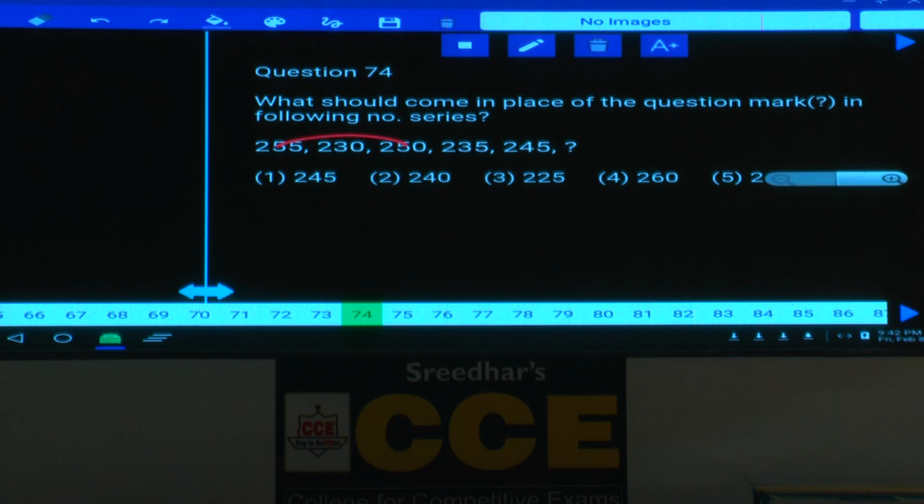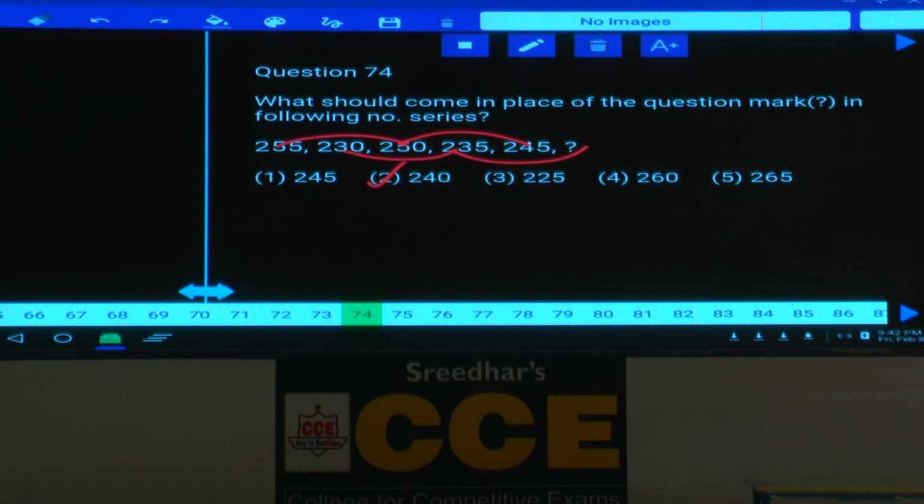250 and 255, 250 is minus 5. Here 250 and 245 is again minus 5. Minus 5, minus 5. And the second and the fourth, 230 plus 5 is 235. 235 plus 5 is 240. Then what is your answer? Choice 2 is the answer. Alternate numbers minus 5: 1, 3, 5, 7, they are minus 5. 2, 4, 6, 8 plus 5. Choice 2 is the answer.